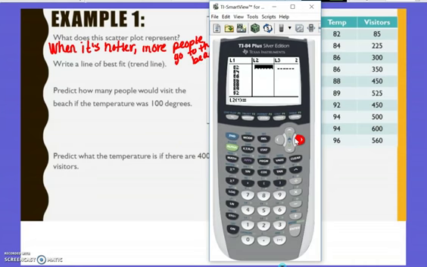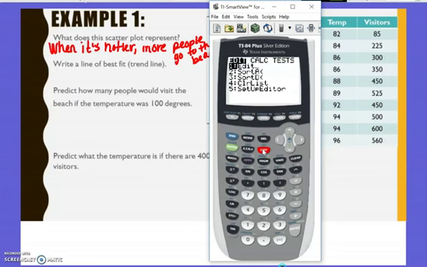And then we're going over here, and I have 85, 225, 300, 350, 450, 525, another 450, 500, 600, and 560. Okay, I would go through and double check, making sure the bottom number matches up with the bottom number, and it works.